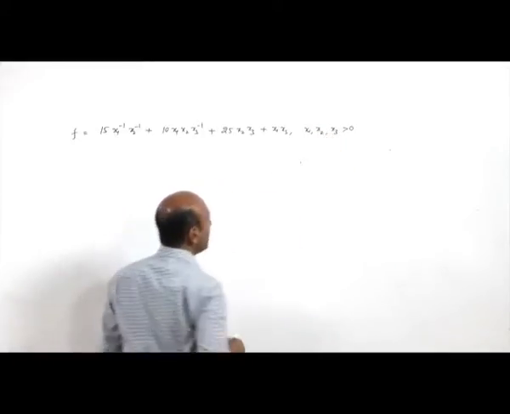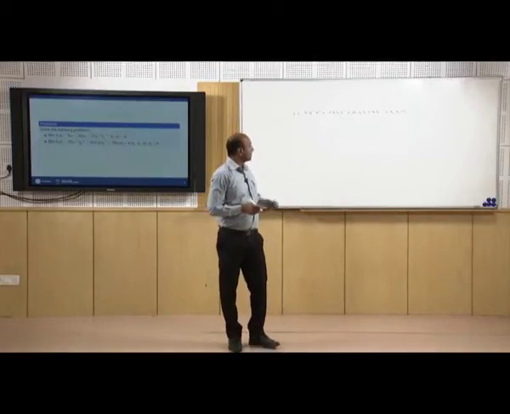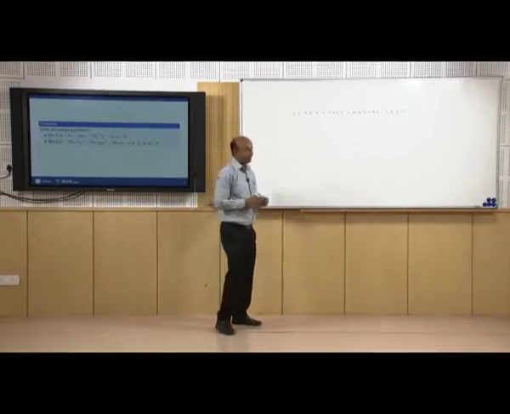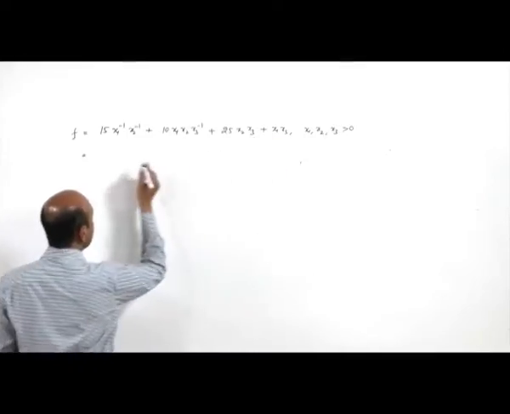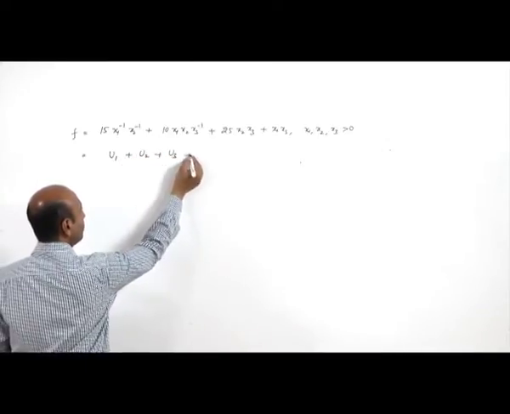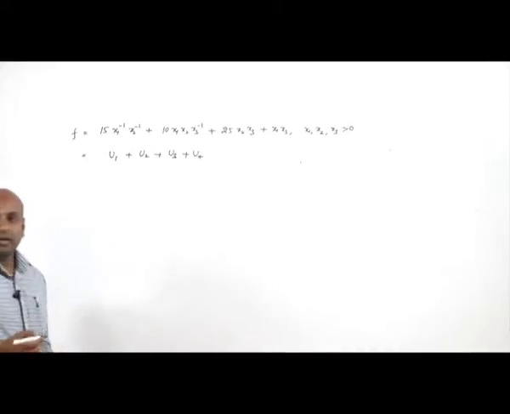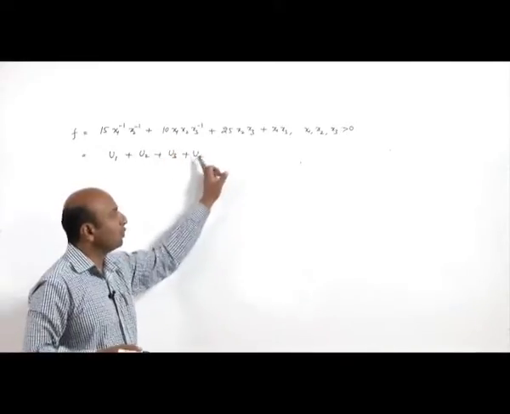Okay. Now, let us try to solve this problem. Let us find out the minimum value of this f and what is the optimal solution. Let us try to find it. So, again we will write it: how many terms? 1, 2, 3, 4. So, it is u1 plus u2 plus u3 plus u4, where u1 indicates the first term, u2 the second term, u3 the third term, u4 the fourth term.